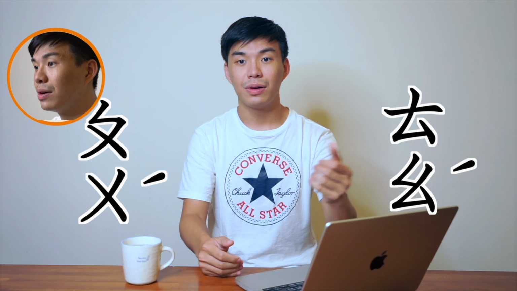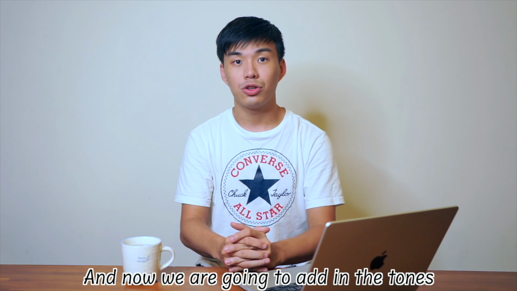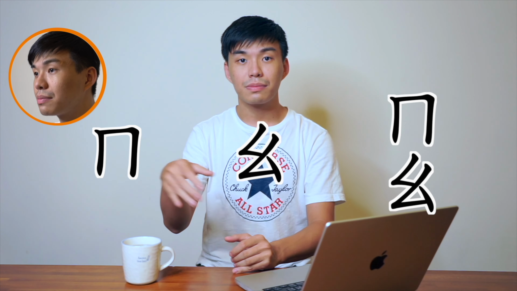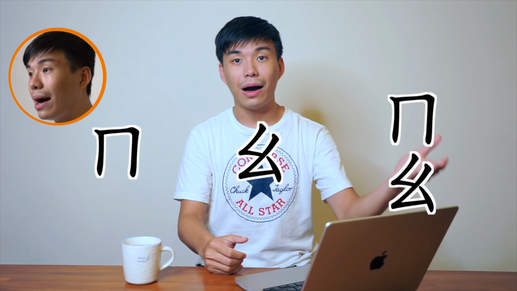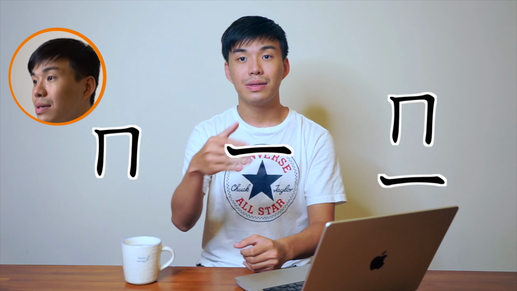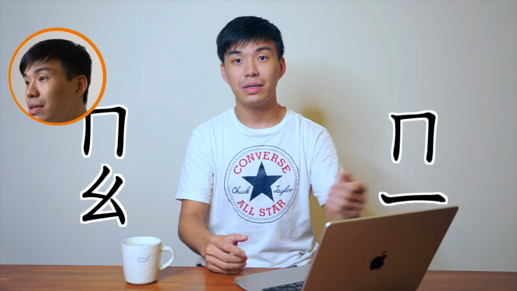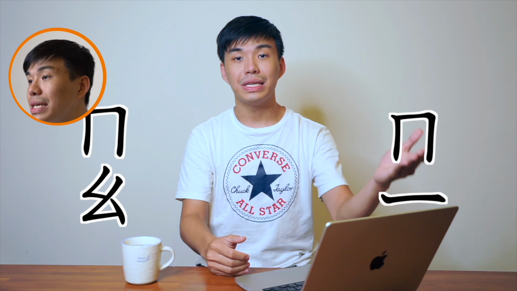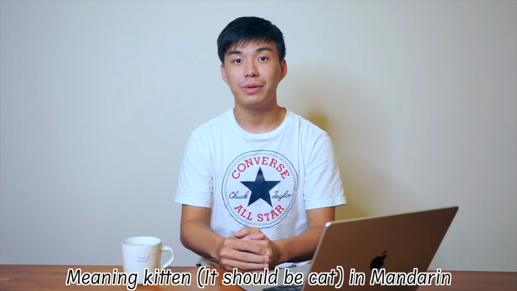The first combination is M, E, Mi. And now we are going to add in the tones. M, Ao, Mao, Mi, Mao, meaning kitten in Mandarin.